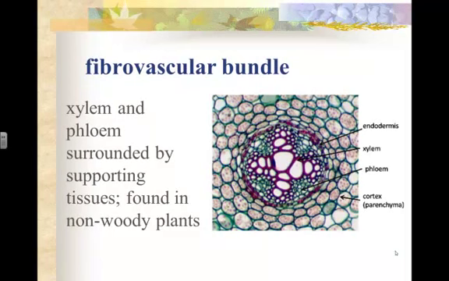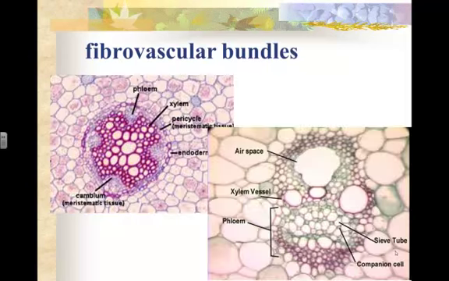Okay, so here's a good look at a root fibrovascular bundle in the center of the root. And remember, a fibrovascular definition is xylem and phloem surrounded by supporting tissues. Here are two examples of different kinds that we find. And you can see some of the parts that we talked about, the sieve tubes and the companion cells that are part of the phloem. So you've got xylem and phloem.